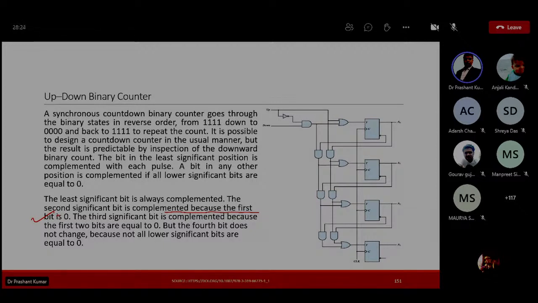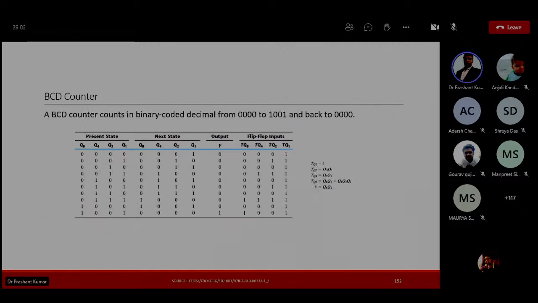So a countdown binary counter can be constructed as shown in this figure, except that the input of the AND gates must come from the complemented output instead of the normal output of the previous flip-flop. The two operations can be combined in one circuit to form a counter capable of counting either up or down.